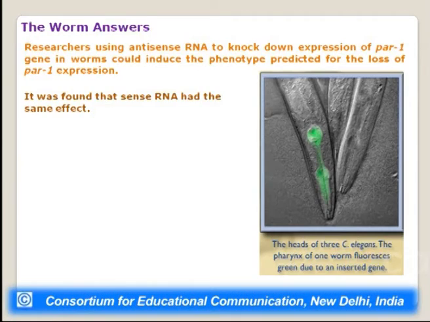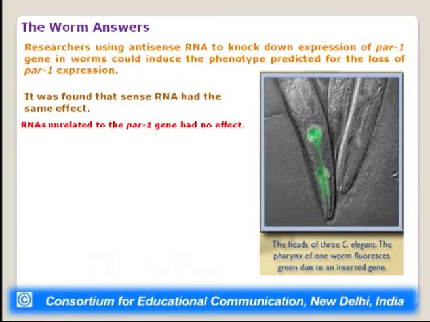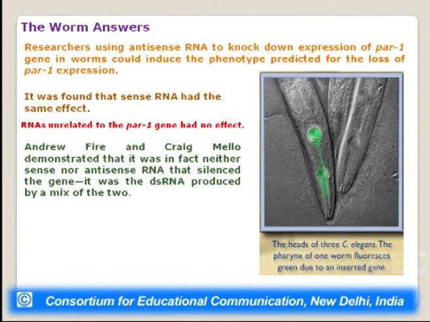It was found that the sense RNA had the same effect. So, they used this sense RNA as a control. Antisense RNA would obviously exhibit the phenotype, and they did exhibit it, knocking out the gene expression of PAR1. But when they used sense RNA as a control, it was also producing the same effect, which was again astonishing. RNAs unrelated to the PAR1 gene did not have any effect.